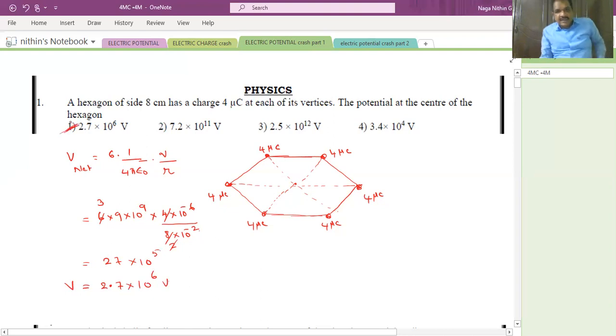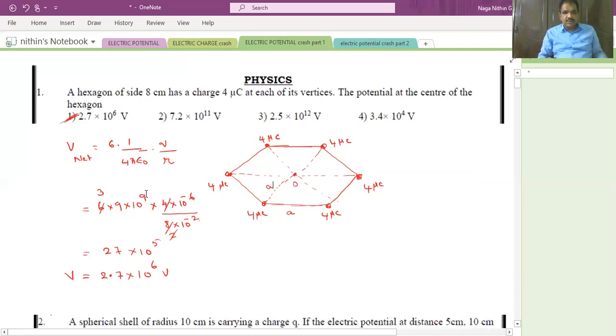Hexagon, 6 corners, 6 identical charges are placed. What is the potential at the center? So all are identical charges. All are at equidistant from the center. And if this is A, this will be also equal to A. Using that, we can do this problem.